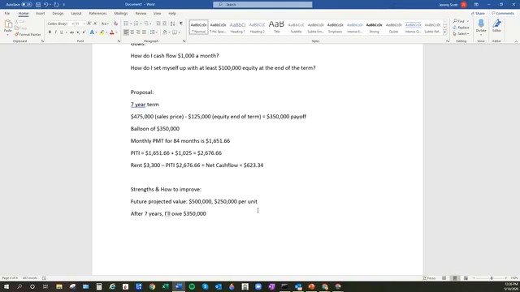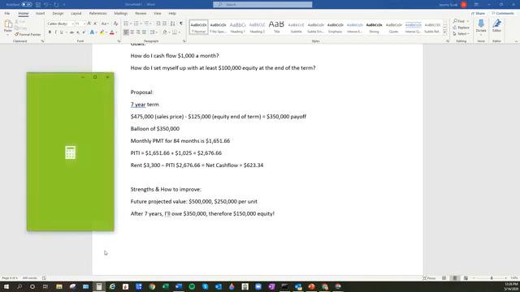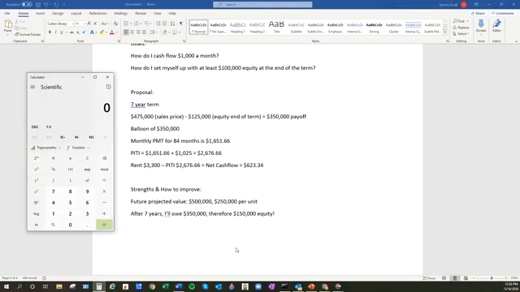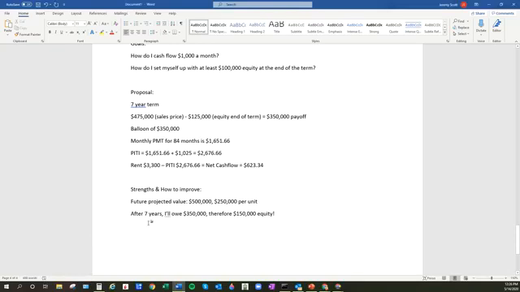Well, again, my goal was $100,000 in equity. Therefore, $150,000 equity. Alrighty, and if it went out, $623 cash flow per month. Now, cash flow.